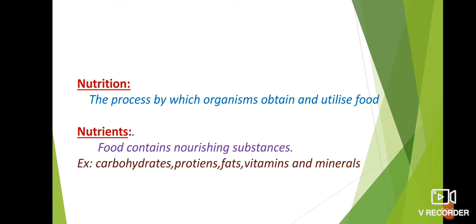Next, what are nutrients? Food contains nourishing substances called nutrients. Examples for nutrients: carbohydrates, proteins, fats, vitamins and minerals. Examples for vitamins are vitamin A, vitamin B, vitamin D, etc. Examples for minerals: calcium, iron, phosphorus, zinc, etc.